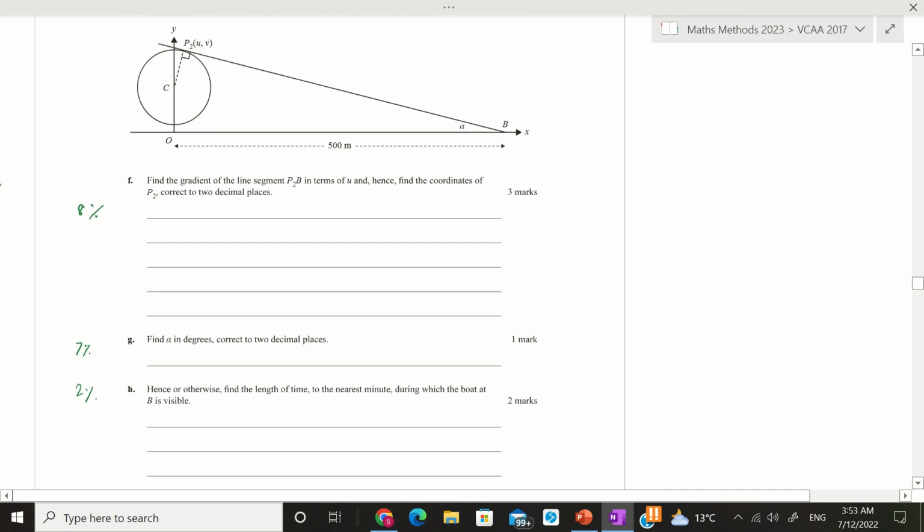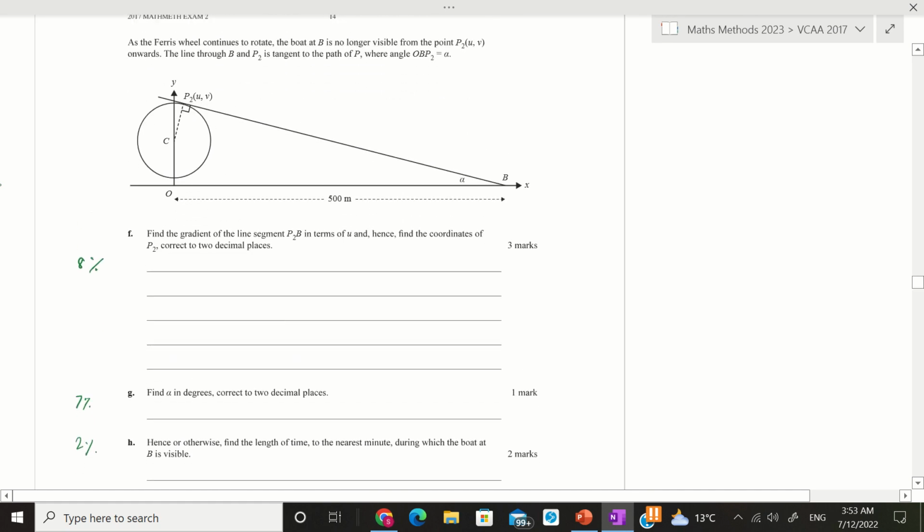So as you can see, part F, part G, and part H were the most tricky parts in not only this question but the whole exam itself. There are quite a few ideas for us to unpack here and consider properly. So part F first. We want to find the gradient of the line segment P2B in terms of u, and then we want to find the coordinates of this point P2.